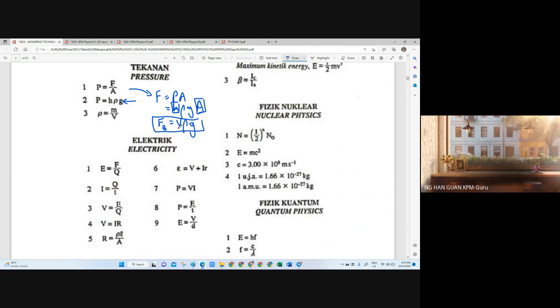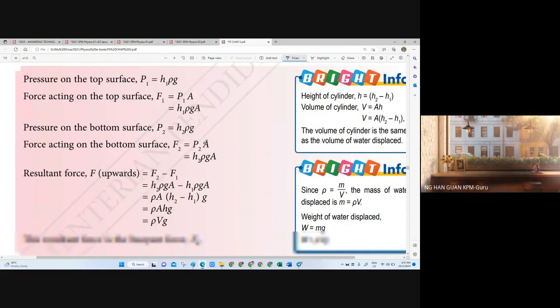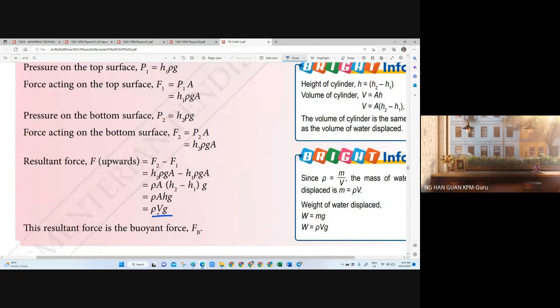It depends on how much volume is immersed, or how much volume is displaced by the object when immersed in the water. And then density is the density of the liquid. So usually we will use water. So that's why sometimes we will just mention density of water. So here's the formula. Okay, resultant force. All right, which is the buoyant force.